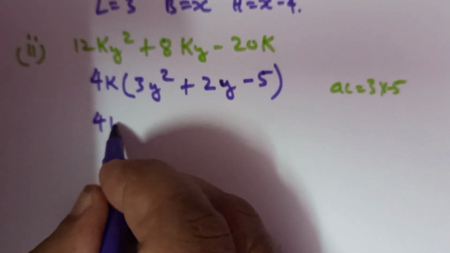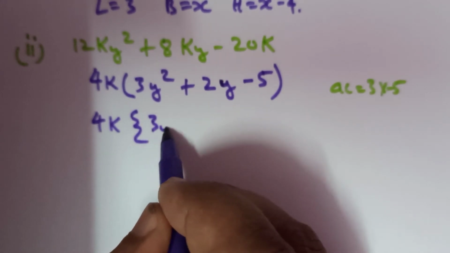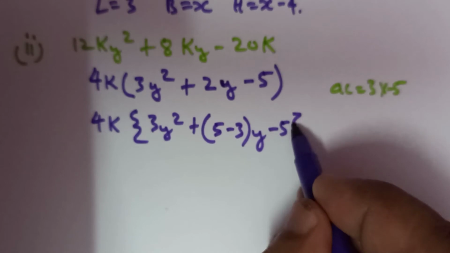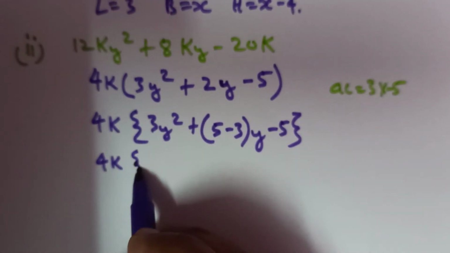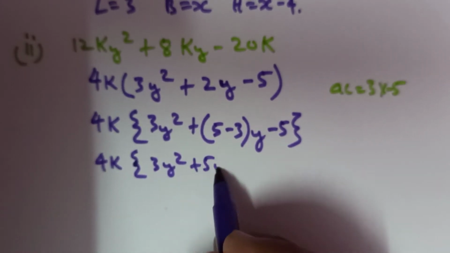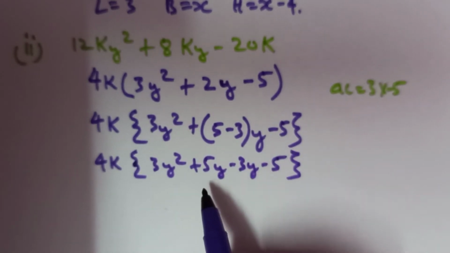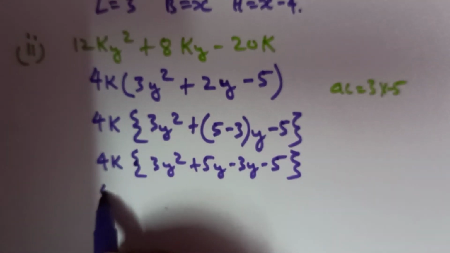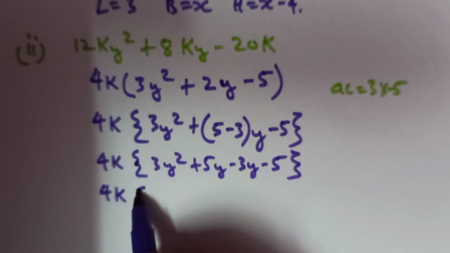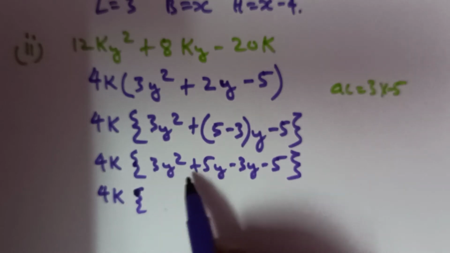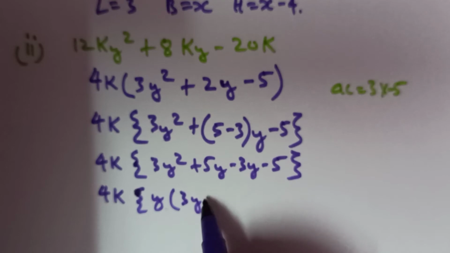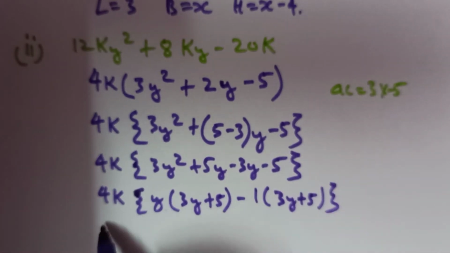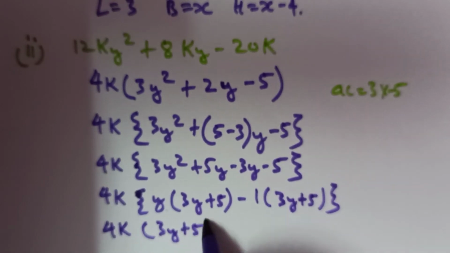So we can write it as 4k within bracket 3y square plus 5 minus 3 equals 2. So 5 minus 3y minus 5. So we can write 4k within bracket 3y square plus 5y minus 3y minus 5. As we know, plus 5 minus 3 is plus 2, and 5 into minus 3 is minus 15, which we are getting here. That means these will be the possible factors. And in 4k, if we take y as common, it will be 3y plus 5, minus 1 can be taken common, 3y plus 5. So we have got all three factors as 4k, 3y plus 5 and y minus 1.